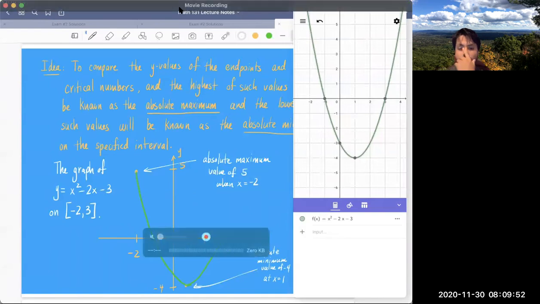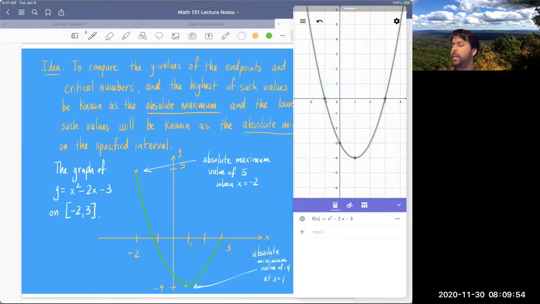So does this make sense, guys? We're looking for the absolute max and absolute min by comparing the y values amongst one another and seeing which one is the biggest on the interval. So we only care about two things. We care about the interval, the endpoints. We care about the critical numbers that exist within that interval. Compare the y values of the endpoints. Compare the y values of the critical numbers. See which one is bigger. The biggest is the absolute max. The smallest is the absolute min. And then, case closed. Okay? Any questions about this, guys?